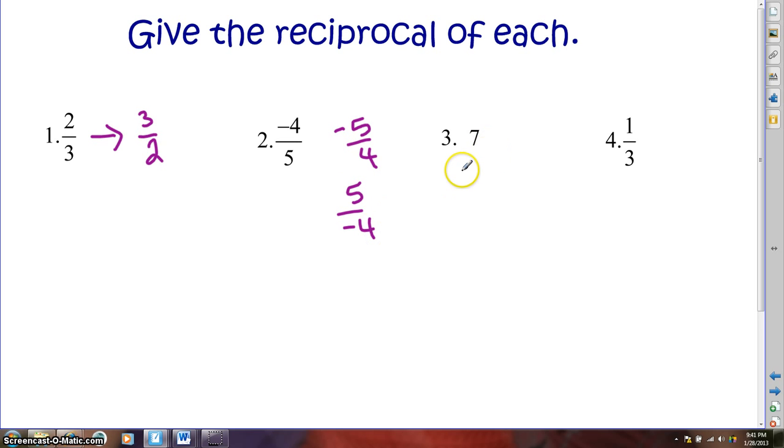Now, to find the reciprocal of a whole number, like 7, we need to make it into a fraction. So 7 as a fraction is 7/1, and then we're going to take its reciprocal. So that would be 1/7. And the last one, the reciprocal of 1/3, we flip it upside down, which is 3/1, or just 3.